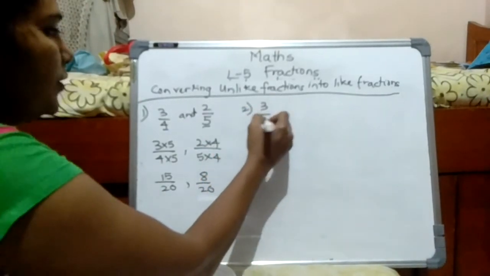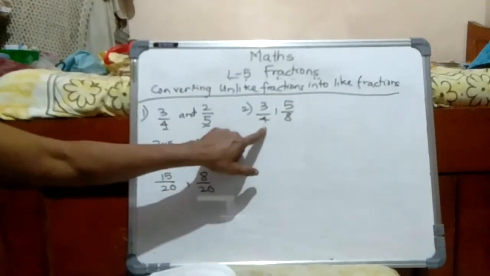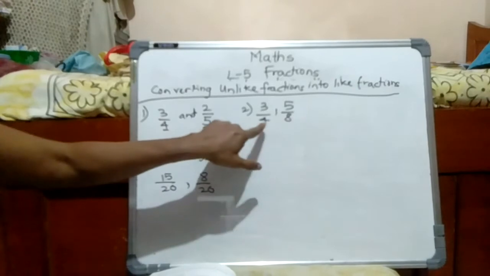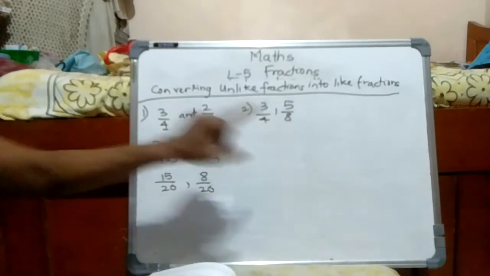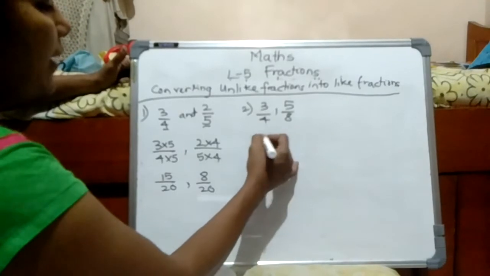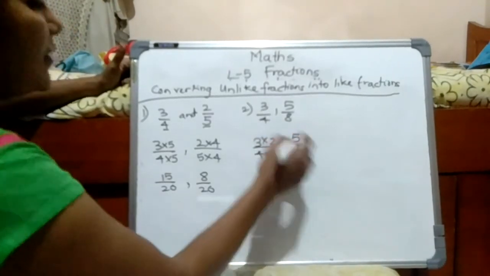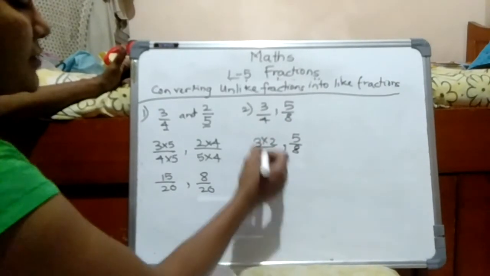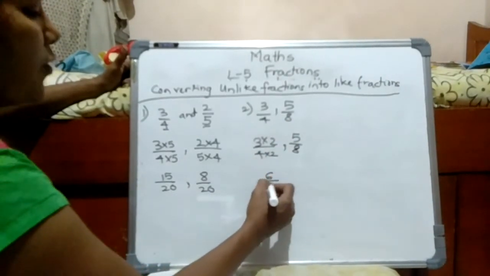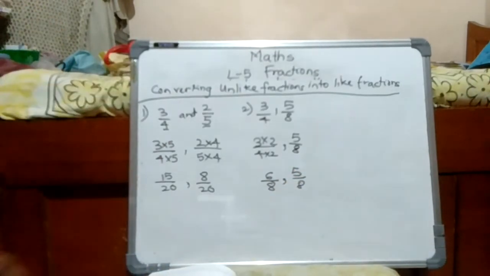3 upon 4, 5 upon 8. Now we see that this number 8 is divisible by 4. How many times? 2 times. So what we will do? 4 2s are 8 and 3 2s are 6. This 5 upon 8 will be as it is. 3 2s are 6, 4 2s are 8, 5 upon 8. This way we have converted them into like fractions.